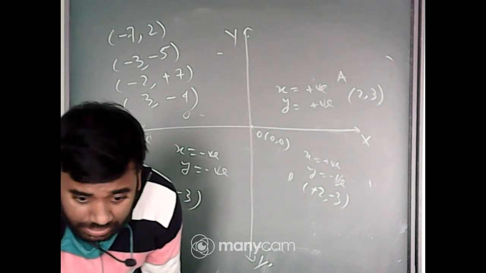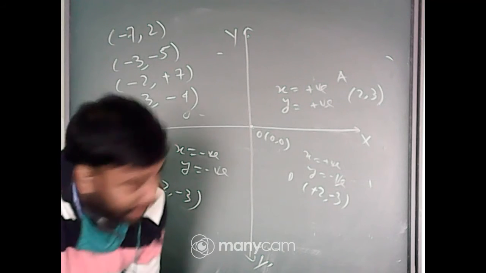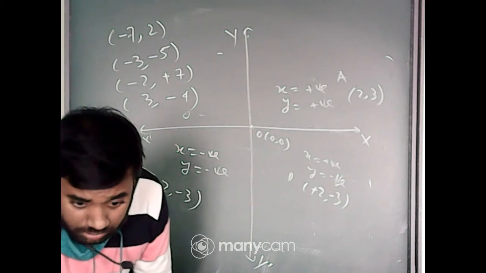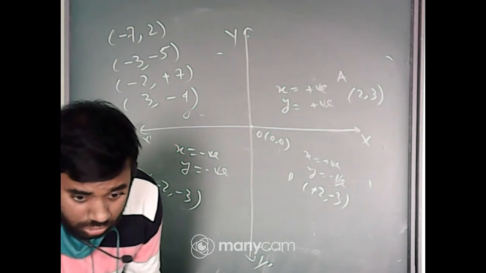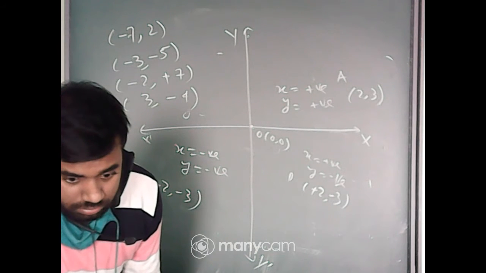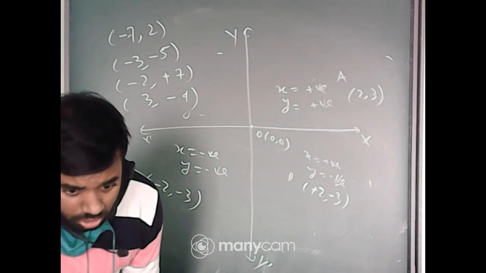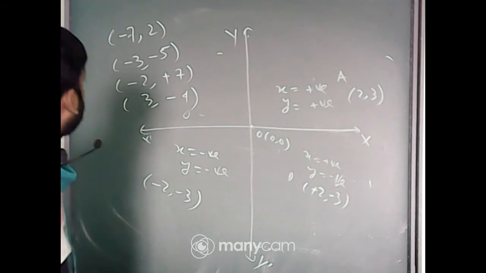Okay, Sneha, answer first. Okay, minus 7, 8. Okay, 7, 8. Wrong. Wrong. Oh, 7, minus.